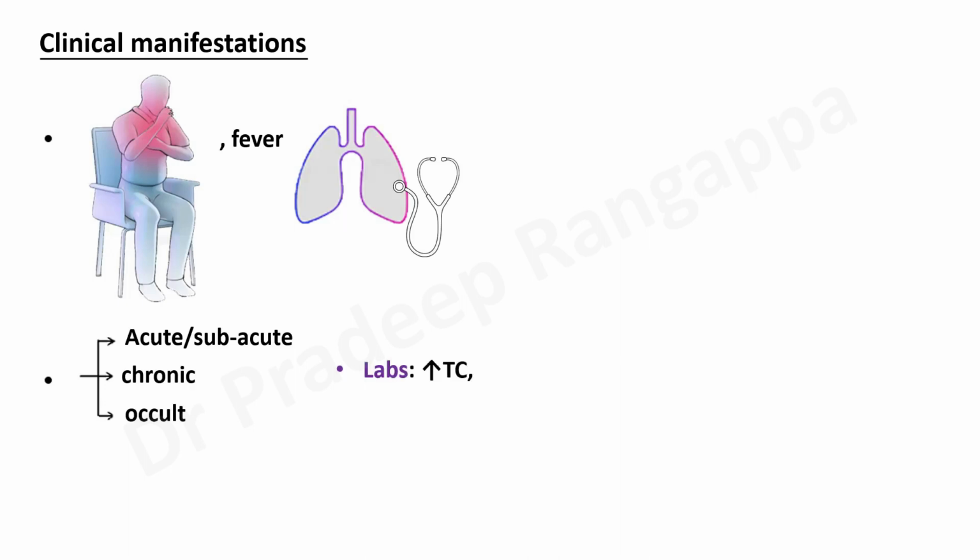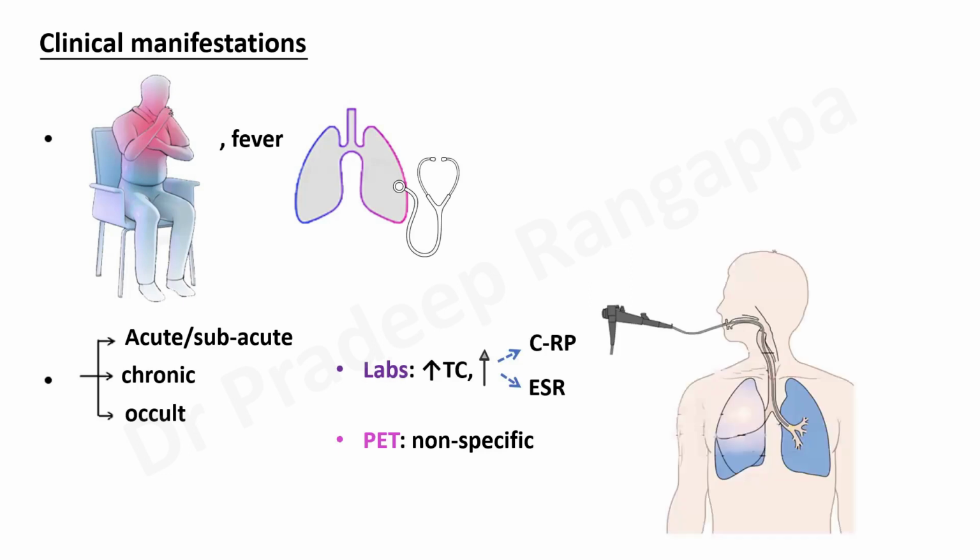Labs: because there is an inflammatory process affecting, it is pneumonitis or hepatitis. So there is inflammation, total count will be high, CRP and ESR will be high, and PET scans are non-specific for this. Bronchoscopy with transbronchial biopsy can show the pathognomonic features of pneumonitis of varying degrees.